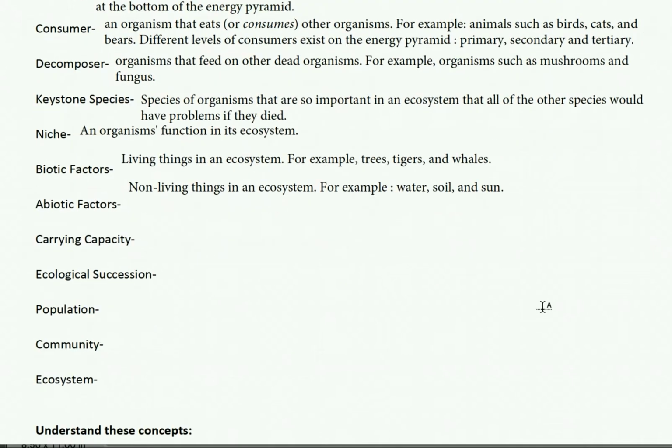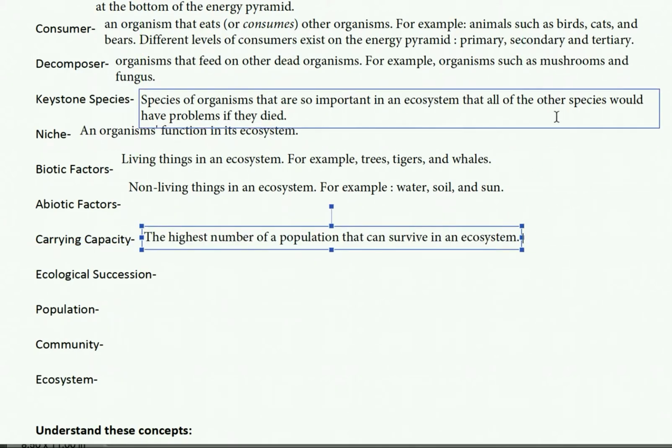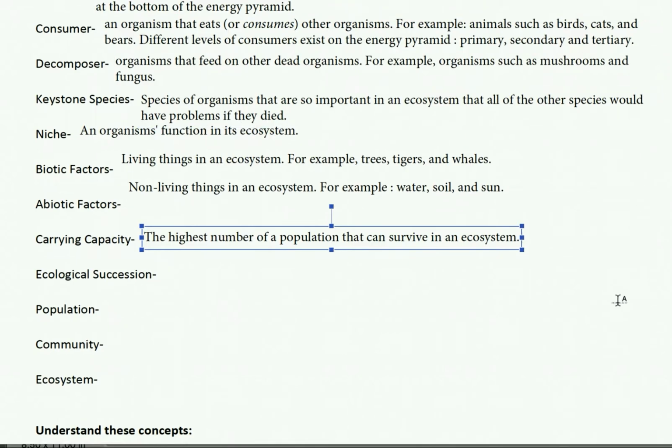Carrying capacity. The highest number of a population that can survive in an ecosystem. So this is our little graph that has exponential growth and then it's flat, right? That is the carrying capacity.